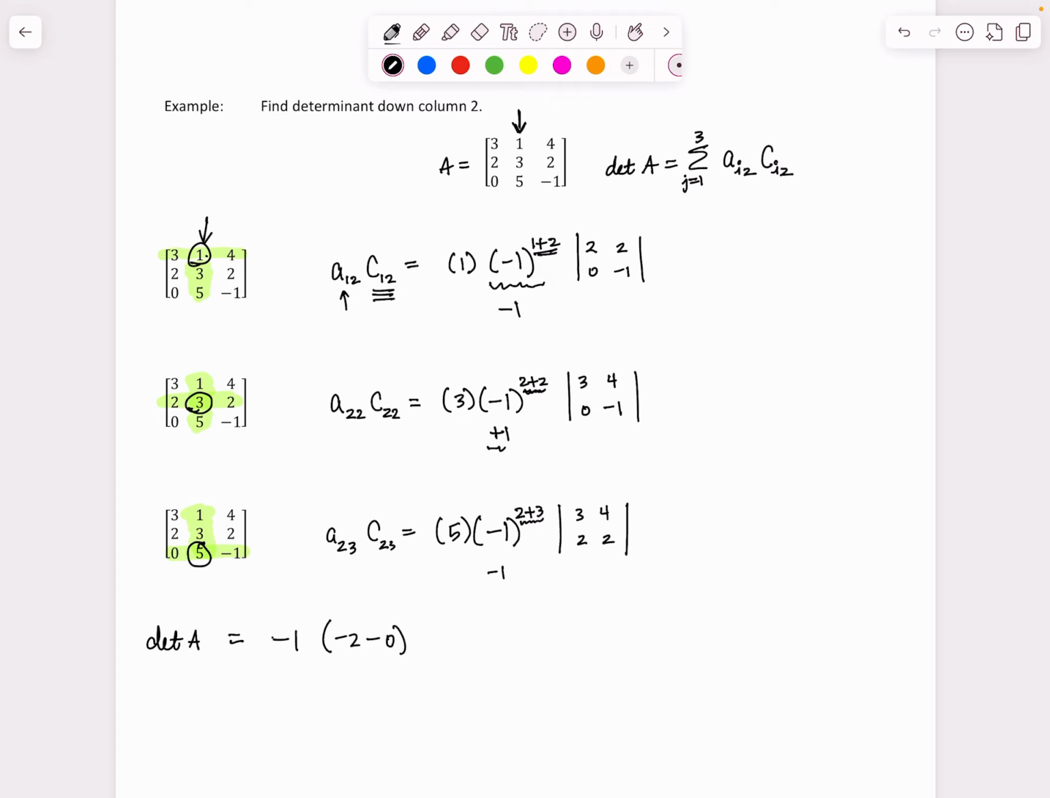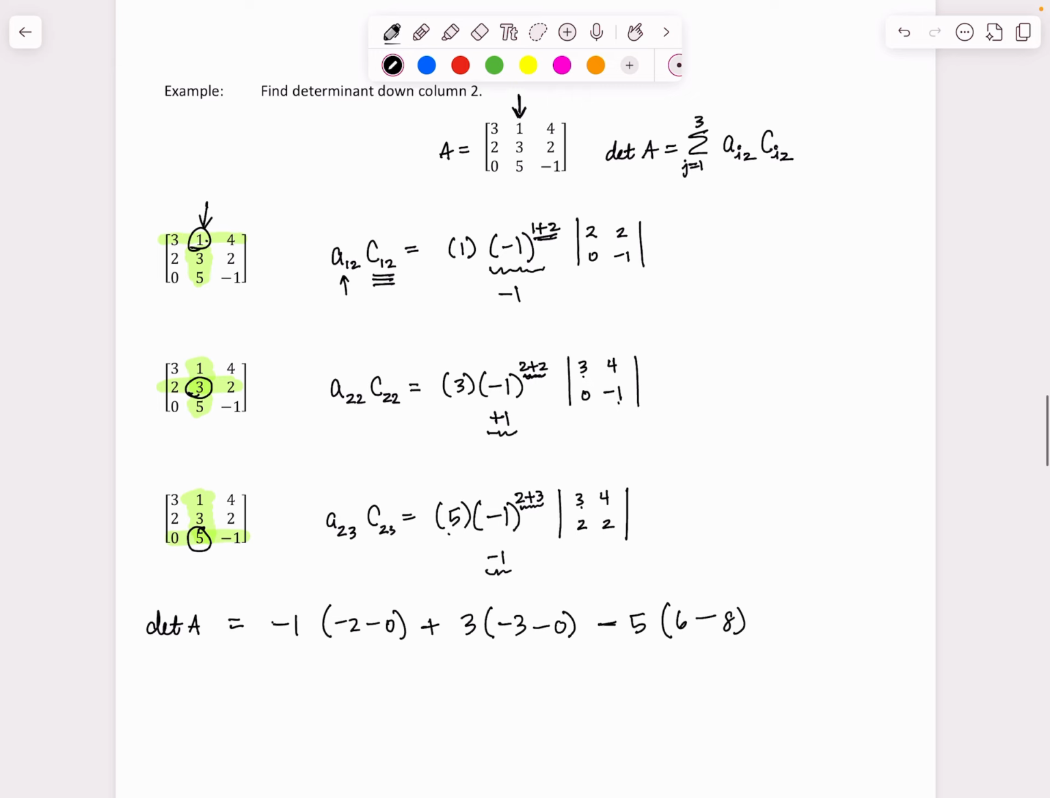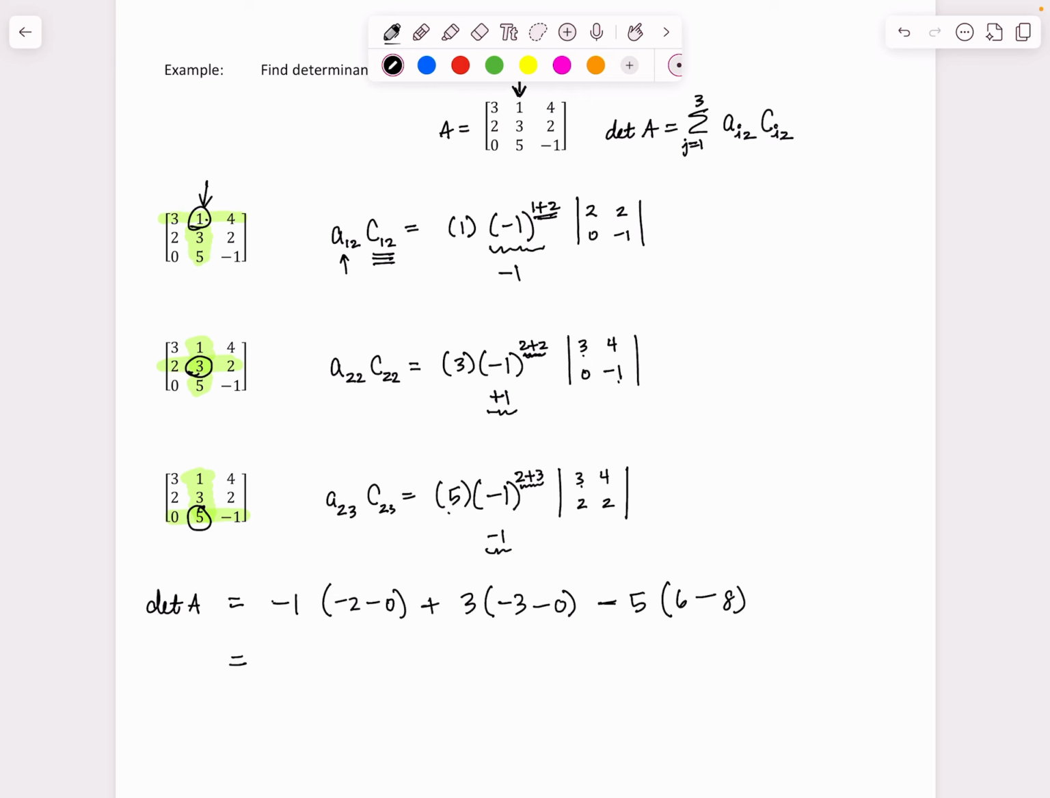Now the next one you see is a plus 1, so I get plus 3. And then the determinant here is 3 times negative 1, which is negative 3 minus 0. And then I'm going to have a minus times 5, and then this is 3 times 2 is 6, minus 4 times 2 is 8. So this gives me a positive 2, a minus 9, and this is minus 2, so I get positive 10, which gives me 3. So you see we got the same value for the determinant by going down column 2.